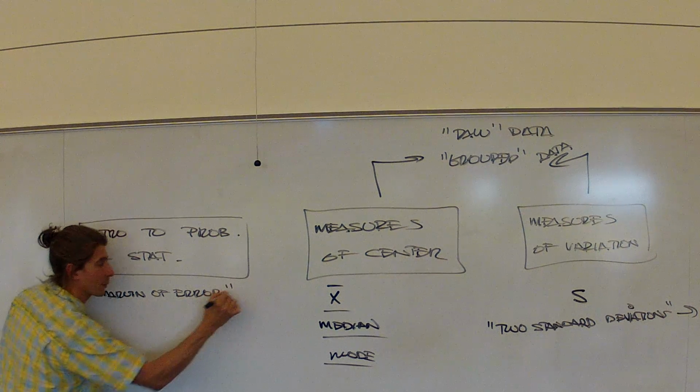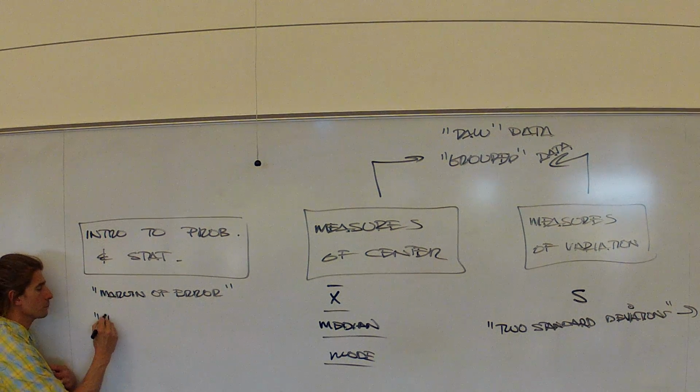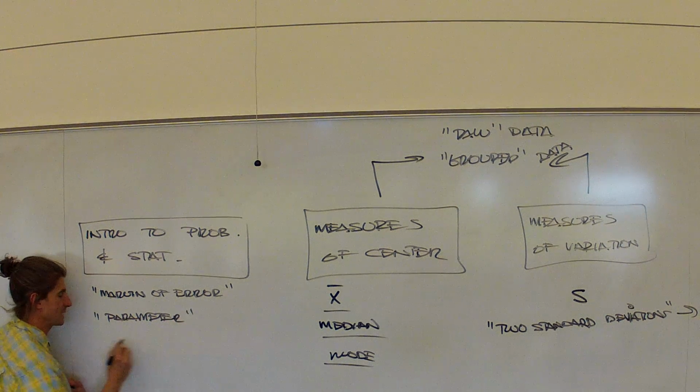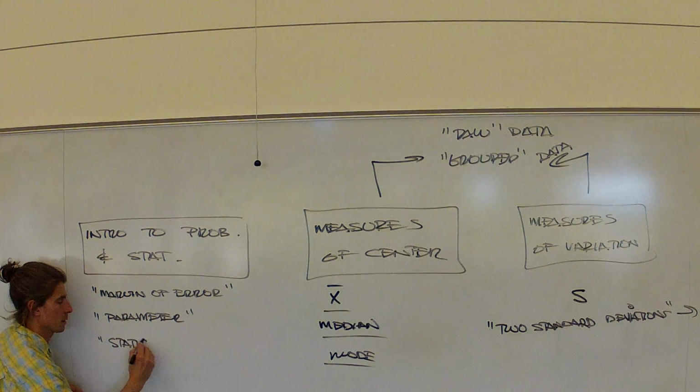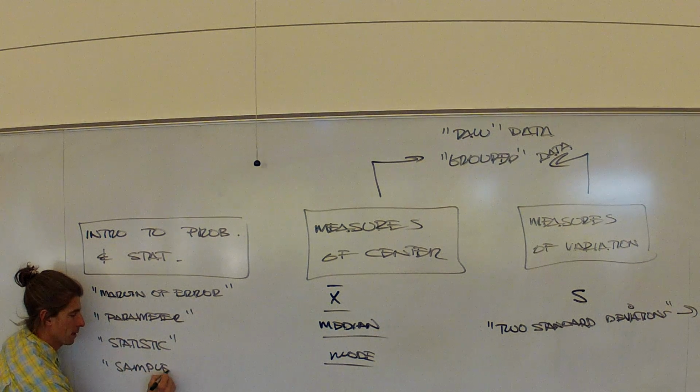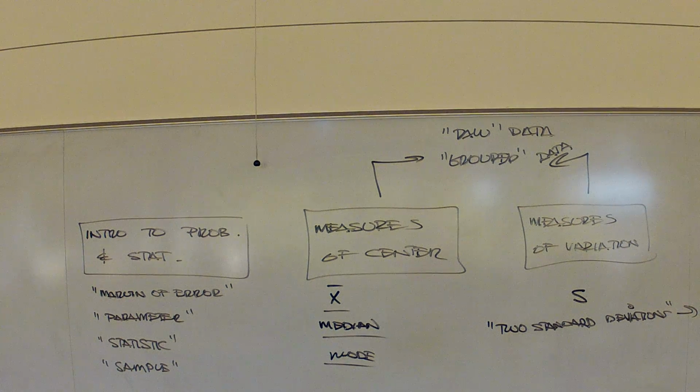Margin of error. I'm going to throw out a couple other things too. Parameter. Statistic. Sample. How are those all related? How are all those things related to each other? All of those have a nice interlacing. How?